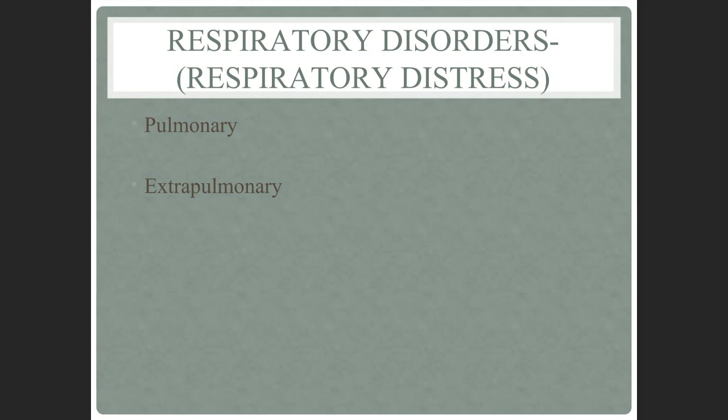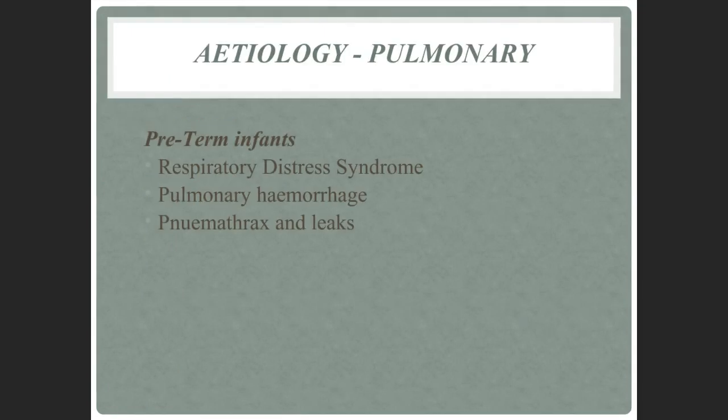So in terms of what we're going to look at today, there are pulmonary and extrapulmonary causes of respiratory distress. And we're going to deal with the pulmonary causes today in the interest of time. We're going to look at certain areas. We're going to look at respiratory distress syndrome, which is mainly seen in our preterm infants, pulmonary hemorrhage, and if you have a pneumothorax, or what we call an air leak.